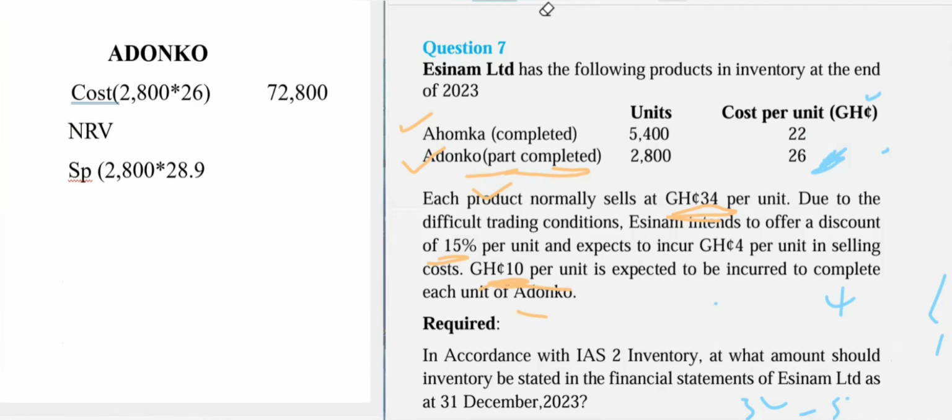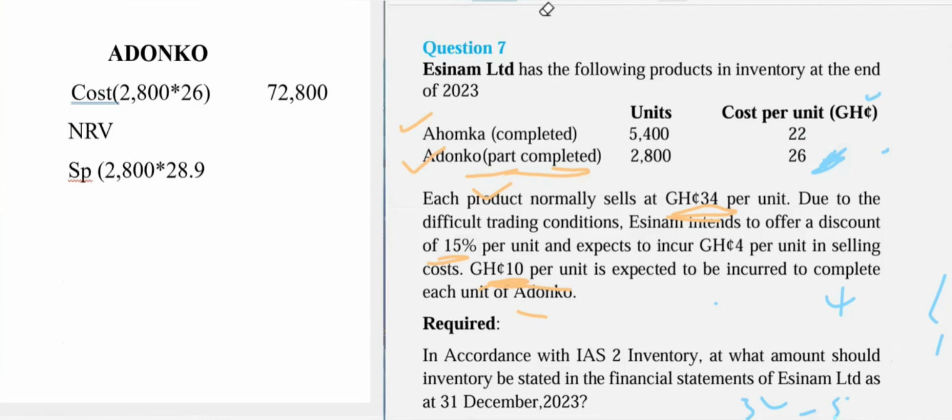Probably if you don't have any cost to complete, right? If you don't have cost to complete, then probably you can use the selling price of the work in progress to get its NRV. In that case, there will be no cost to complete. But so far as there's cost to complete and you have factored in cost to complete, we are changing the work in progress to finished goods.